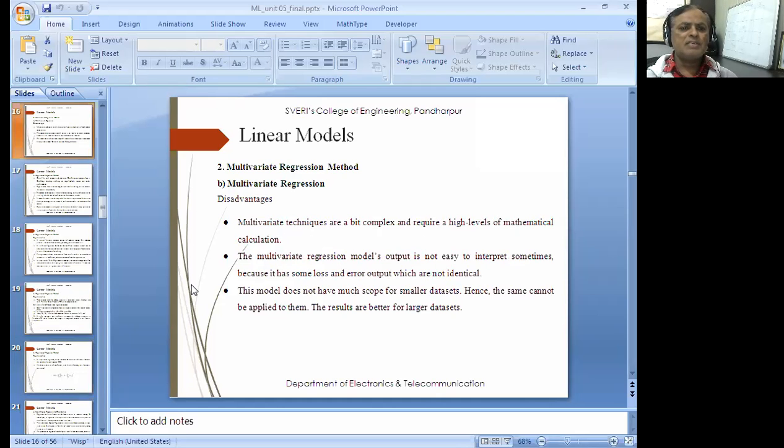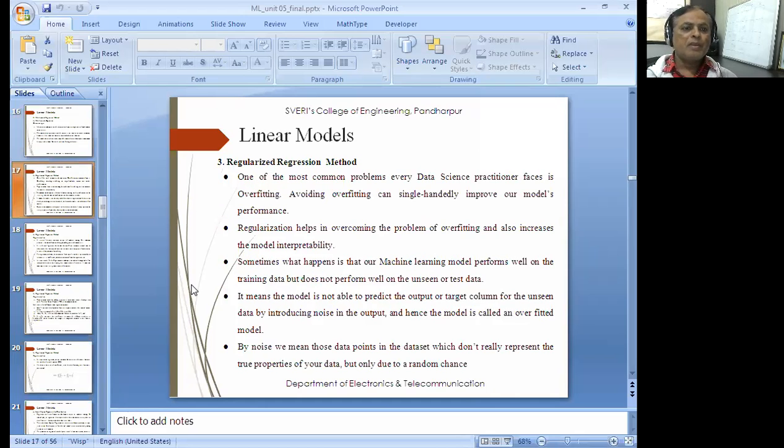Some of the disadvantages: it is a bit complex and requires a high level of mathematical calculation. The output of multivariate regression is sometimes not easy to interpret because the losses and errors are very much identical. It is not best suited to a smaller data set, but it works better on large data sets.